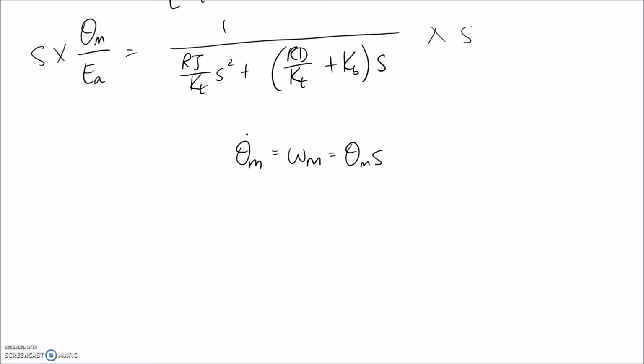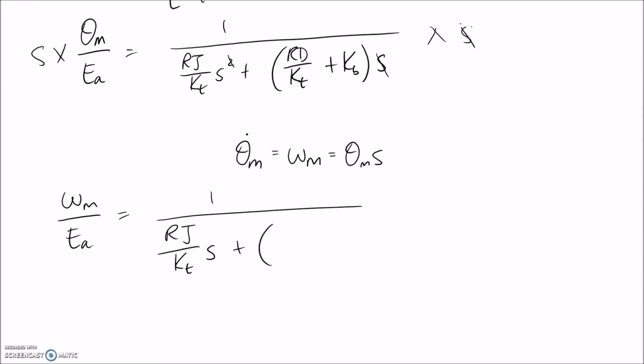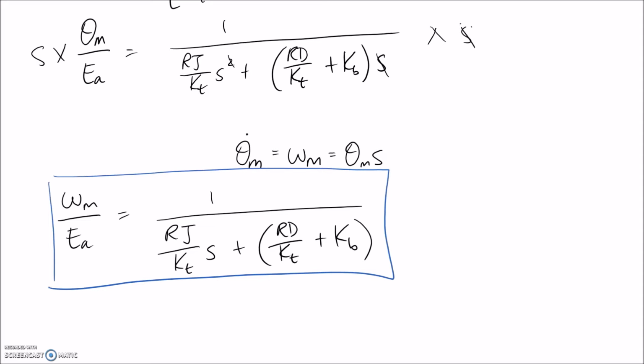So at this line I've got theta m times s, which we just said was equal to omega m. EA stays the same. And here I'm multiplying everything by s. So these are going to end up cancelling with each other, and one of these s's disappears as well. Alright, so that ends up being the transfer function omega m on EA that I was looking for.